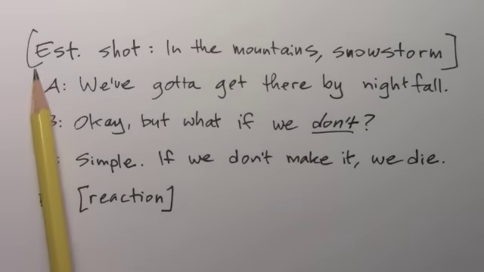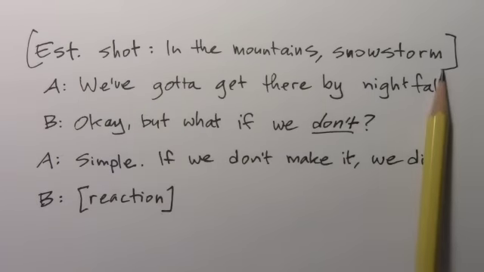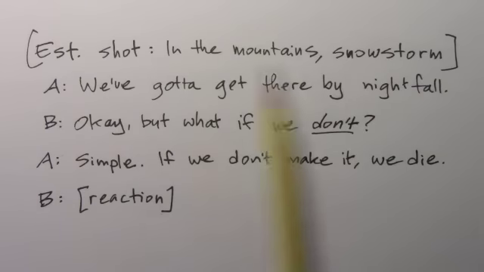And I begin with this sentence here: establishing shot, in the mountains, snowstorm. And that's just a little note to myself, basically, as to what I'm going to be drawing later on. And I've used A and B to symbolize character names. You could plug in your own names here.